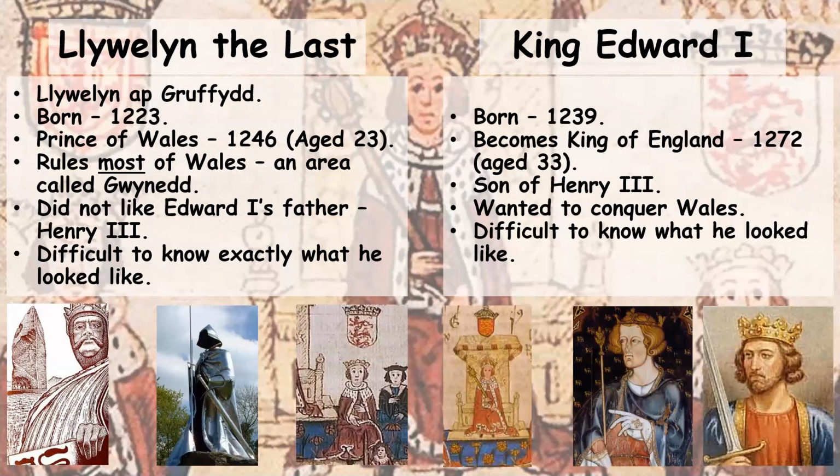King Edward I was born in 1239, and he becomes King of England at the age of 33 in 1272. He's the son, as we said, of Henry III, and he wanted to conquer Wales. Again, it is also difficult to know what he looked like.